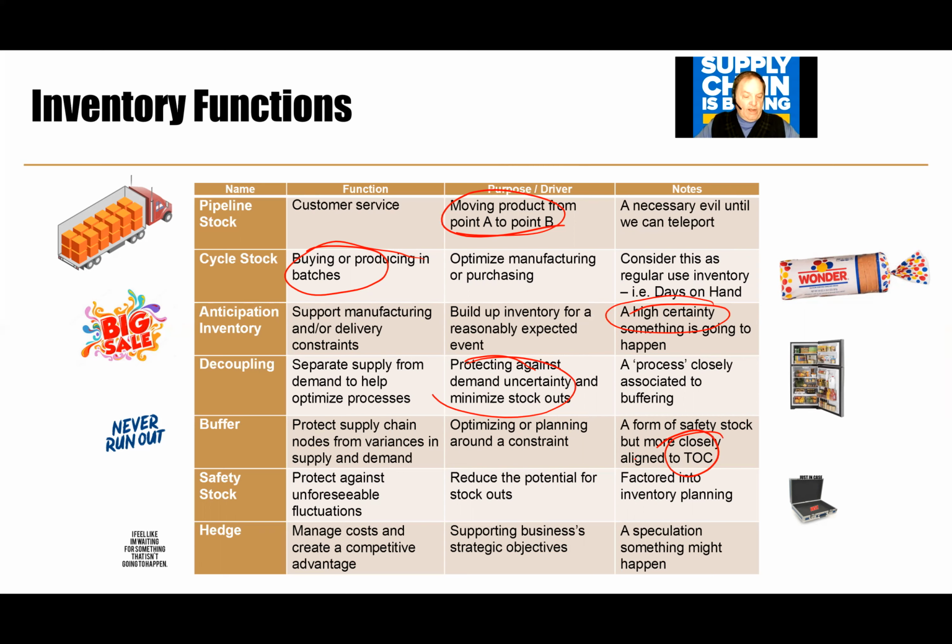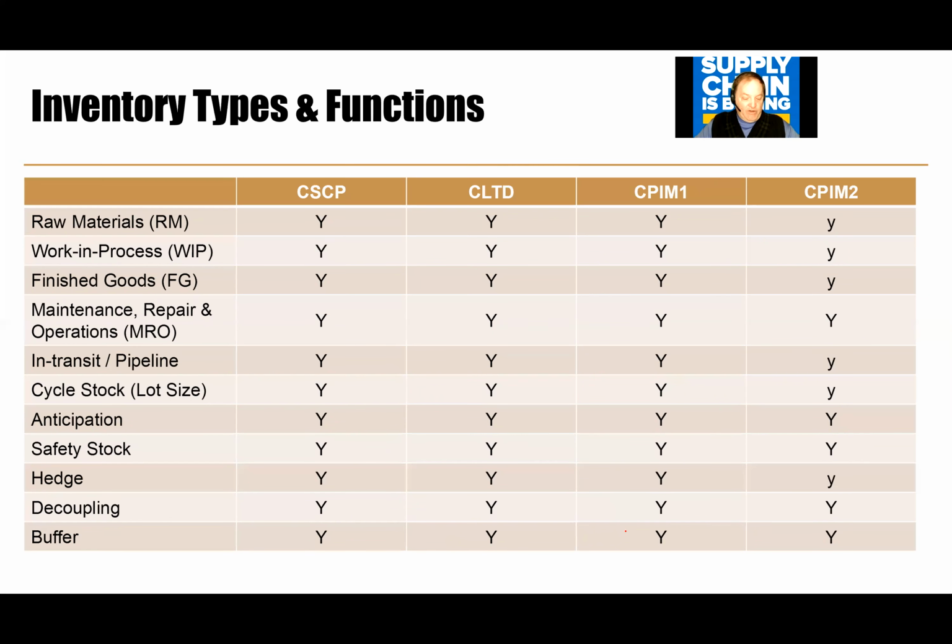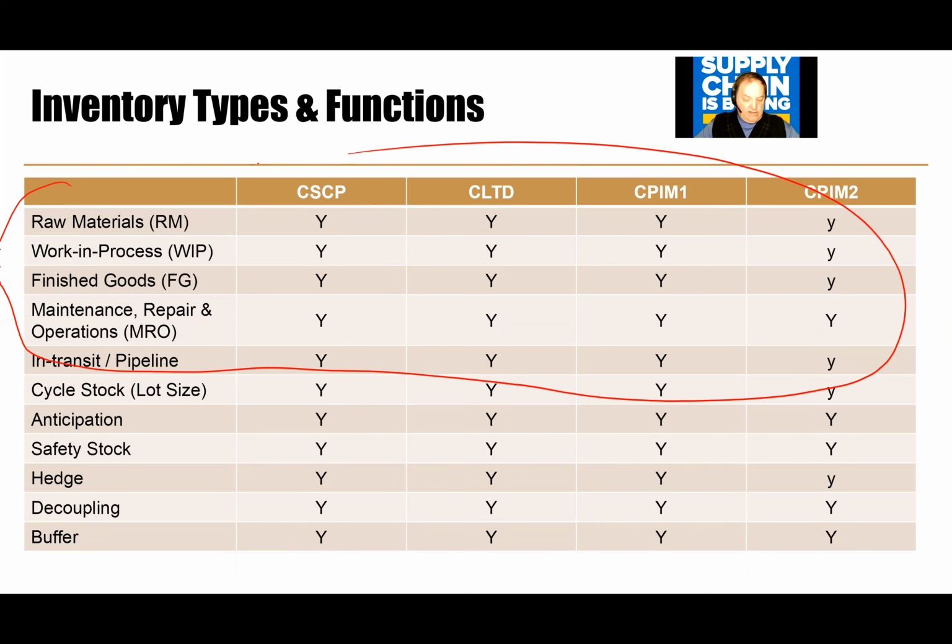And hedging is used mainly to help manage cost and/or create a competitive advantage for the company. Hedge is based on a speculation something will happen, so it's more speculative as opposed to certain. Similar to the 5 inventory types outlined in another session, these 7 general inventory functions should be considered key terms for CPIM, CSCP, and CLTD.